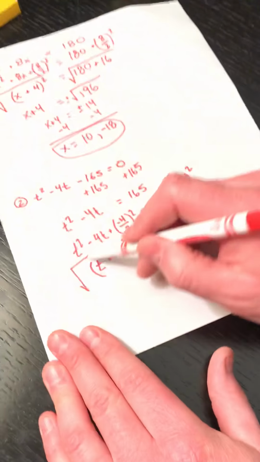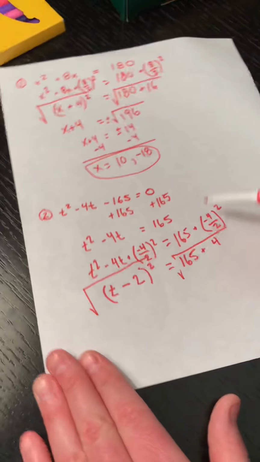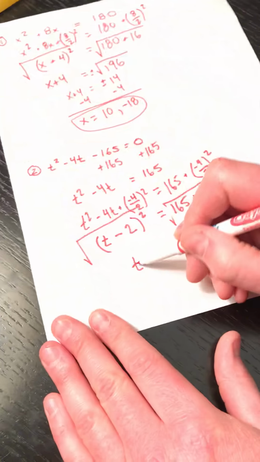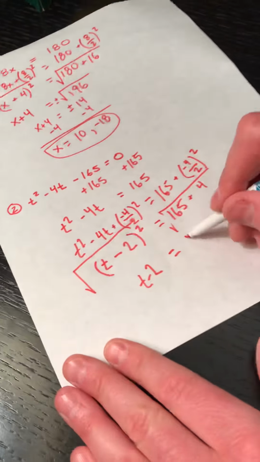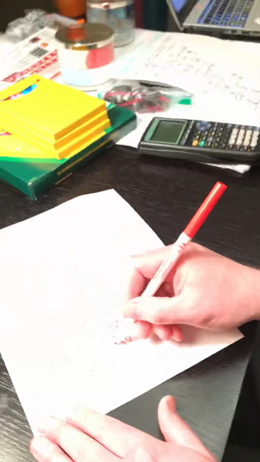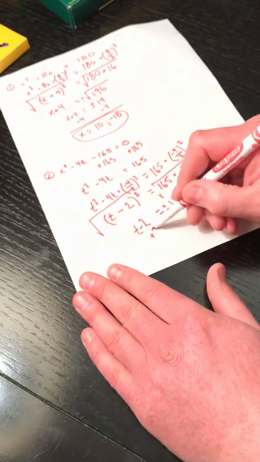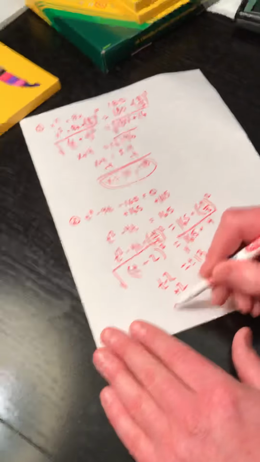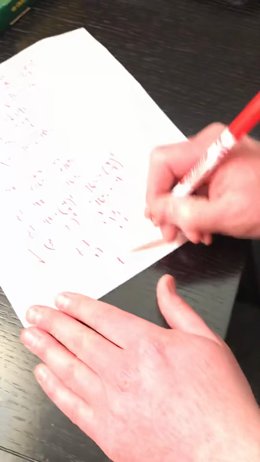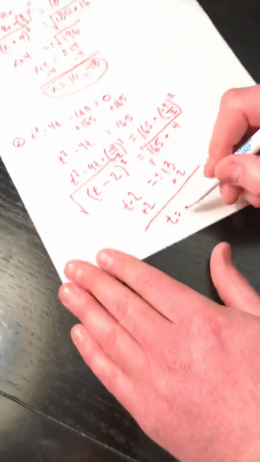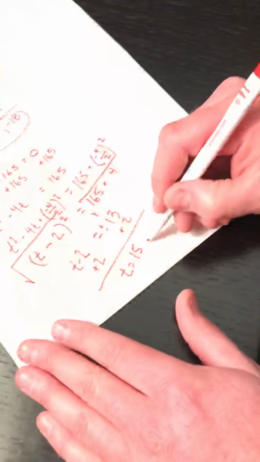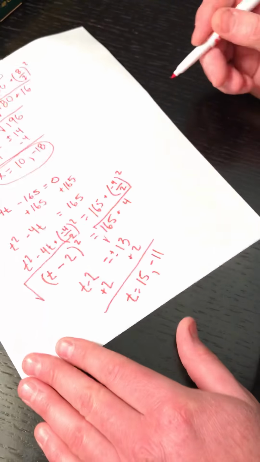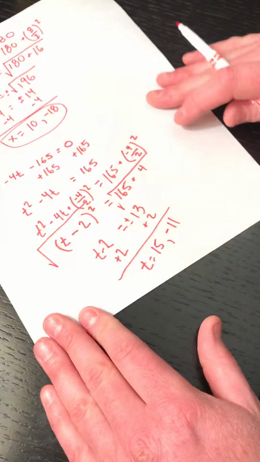So we take the square root on both sides. We have t minus 2 is equal to the square root of 169, which is 13. Remember, plus or minus, so that when we add the 2 to both sides, we have our two problems. t is equal to positive 13 plus 2, which is 15, and a negative 13 plus 2, which is negative 11.